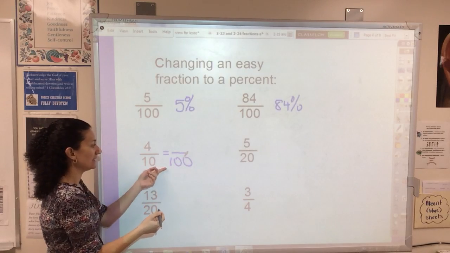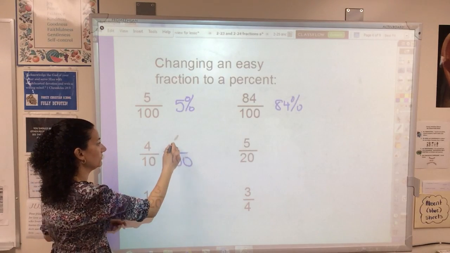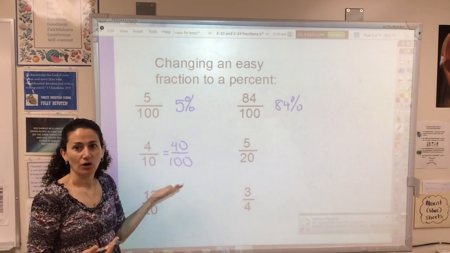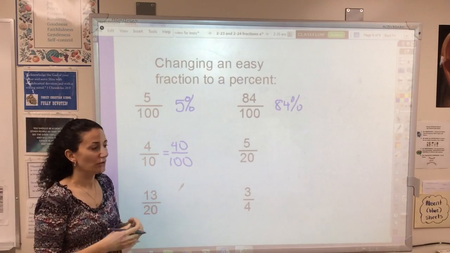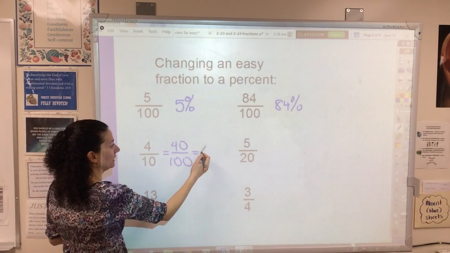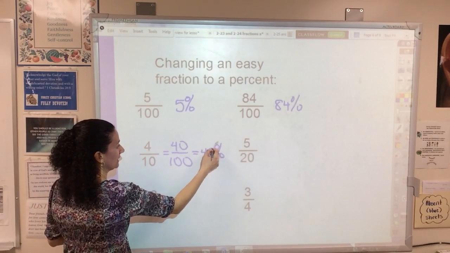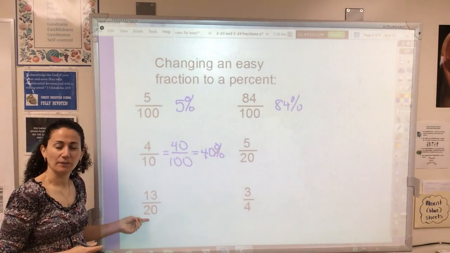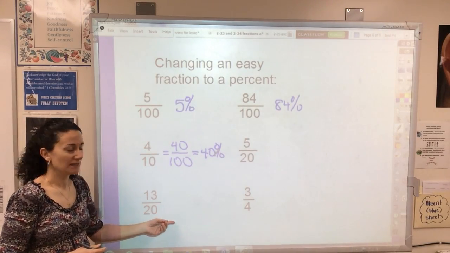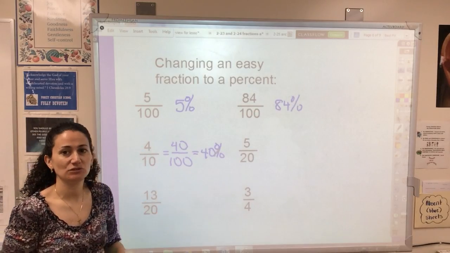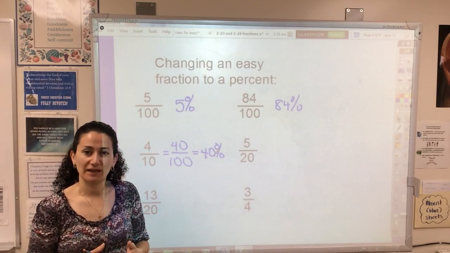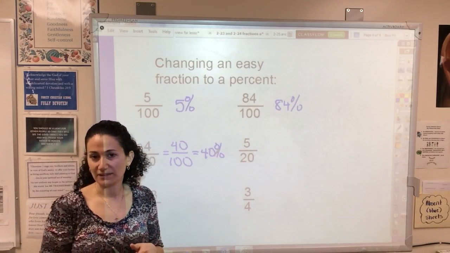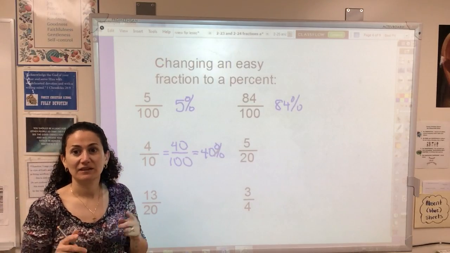For example, 10 times 10 is 100, 4 times 10 is 40, and once you have a fraction with 100 on the bottom as your denominator, then writing the percent is a piece of cake. 40 out of 100 is 40%. 20 is also a denominator that can divide into 100. So one of the first things you do is look at a fraction, look at the denominator. Can you convert it to an equivalent fraction with 100 as the denominator? If that answer is yes, then do that.